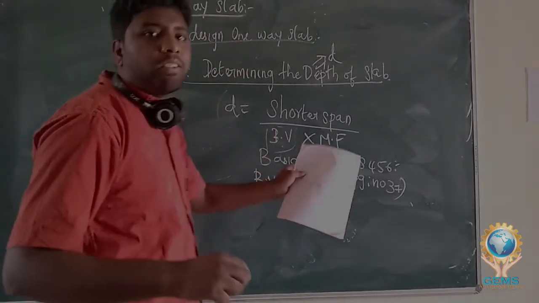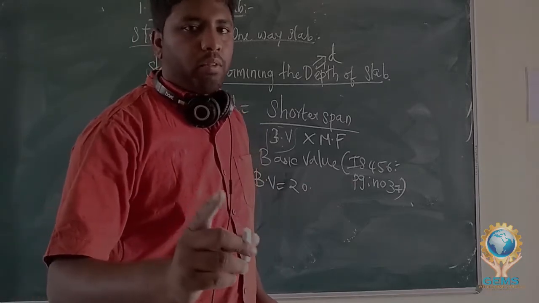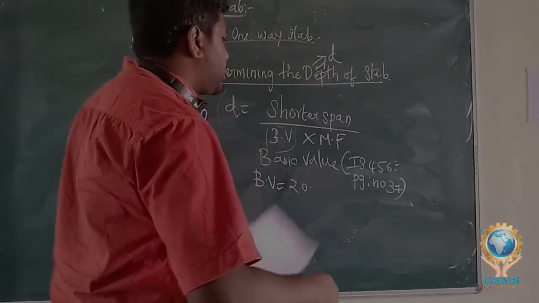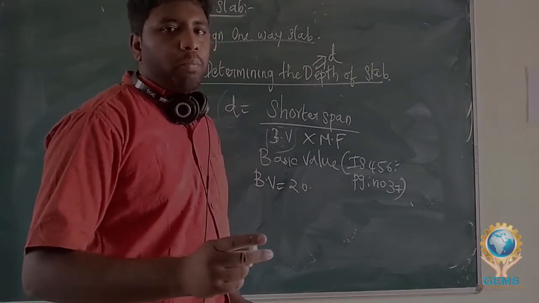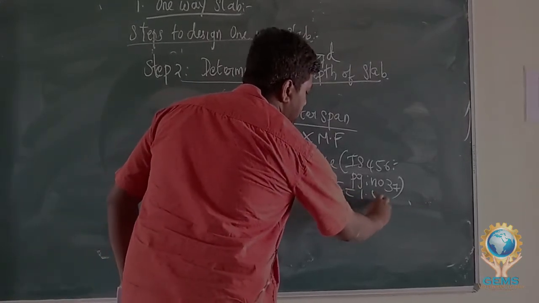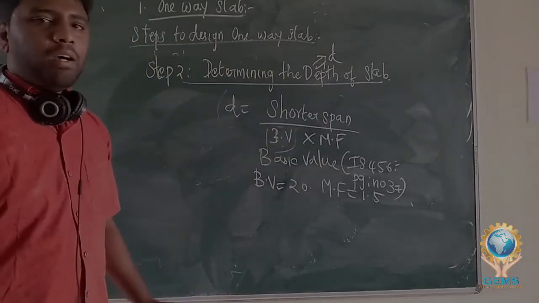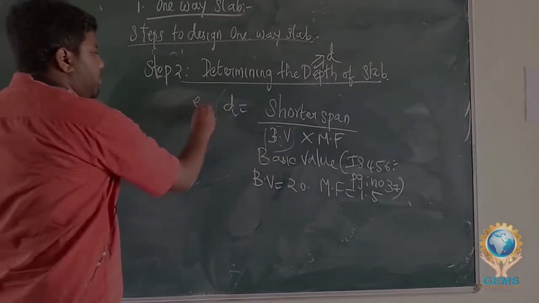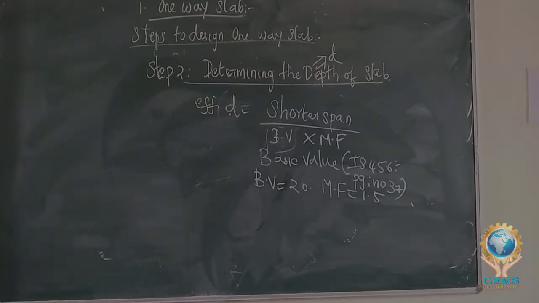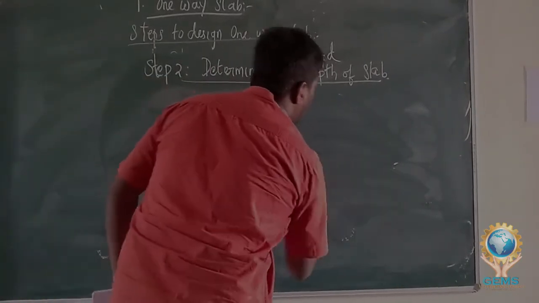And always take the modification factor in between 1.2 to 1.5. Okay, so that I will tell you while we are doing the problem. So always take 1.2 to 1.5. You can take the highest value, the modification factor, always you can take it as 1.5. So this is how you will calculate the effective depth d.